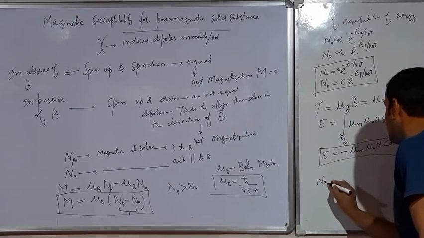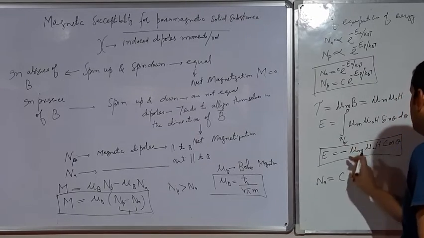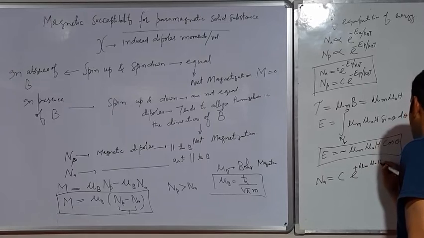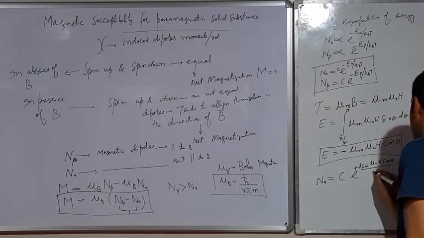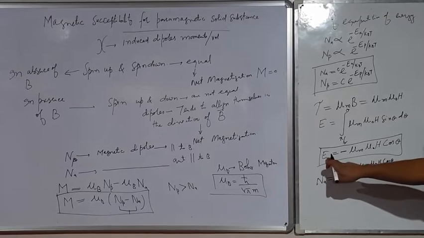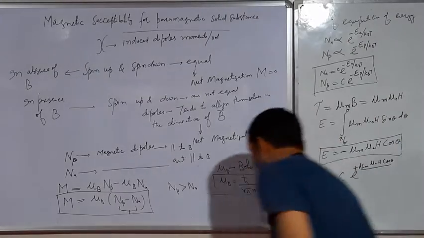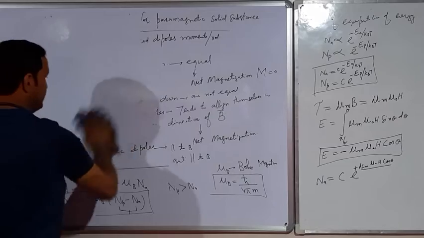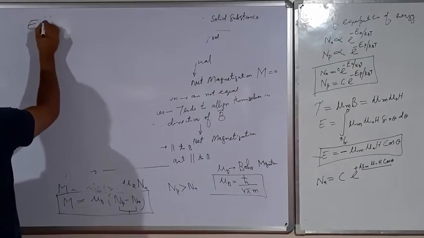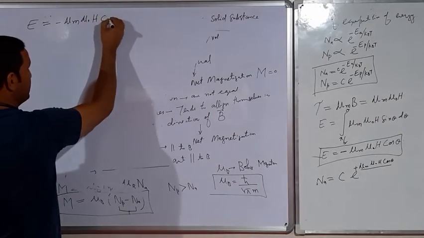Therefore we can write Na will be equal to C e to the power minus, here it is minus and here it is also minus, minus minus will be plus mu m mu naught H cos of theta upon kBT. Here you see first E will be equal to minus mu m mu naught H cos of theta.